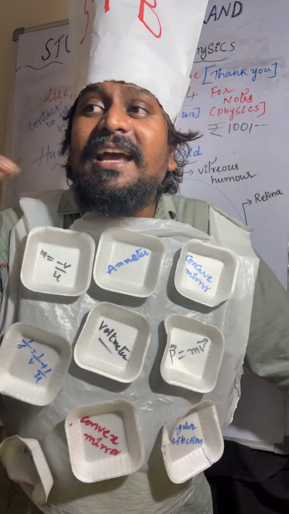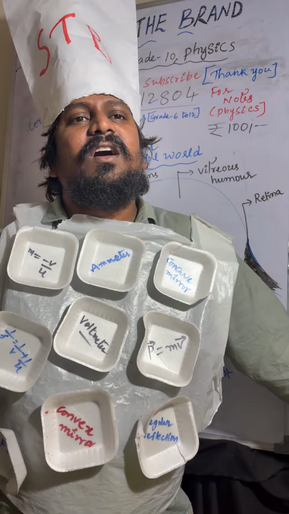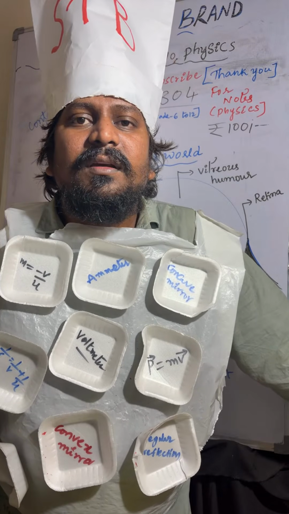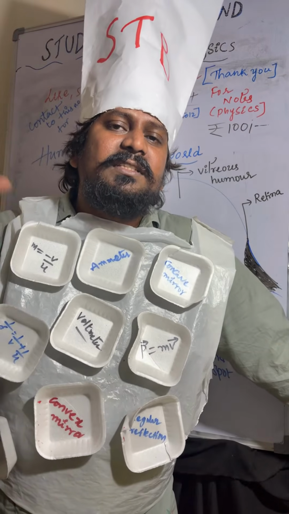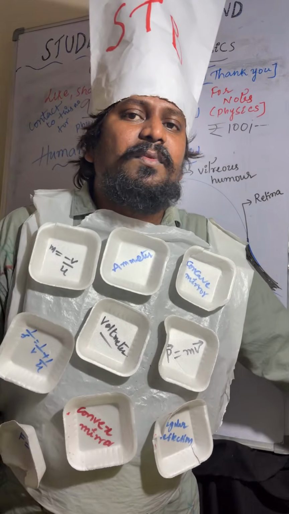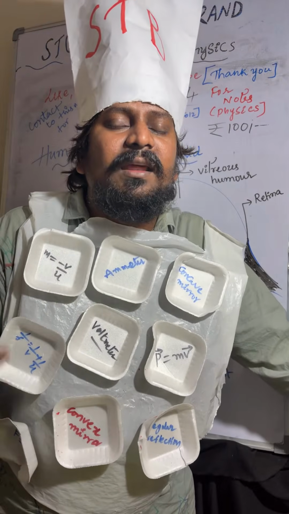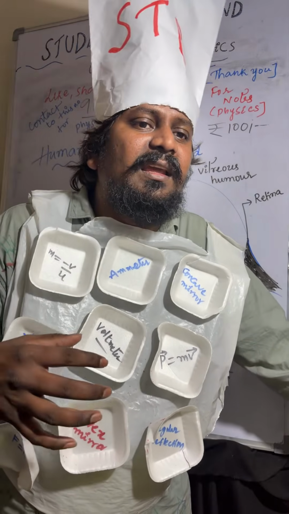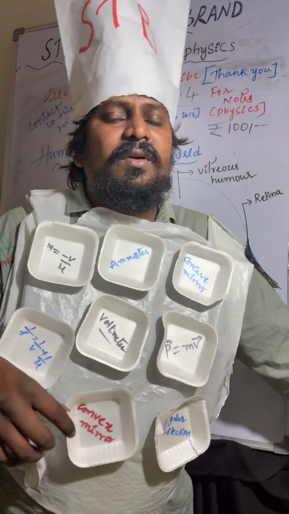Those are near point and far point. Sir, what is near point? What is far point? Near point is nothing but the minimum distance up to which a person can see clearly without any strain. A healthy person can see clearly without any strain, that is called near point.